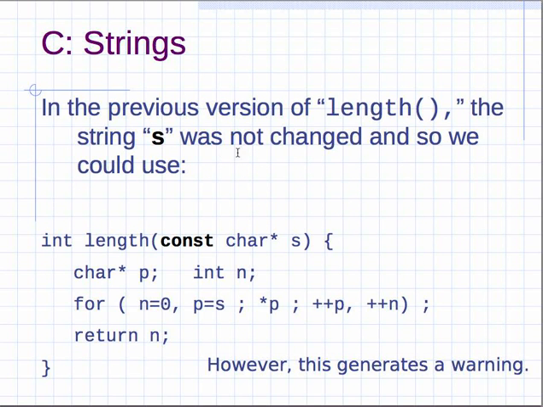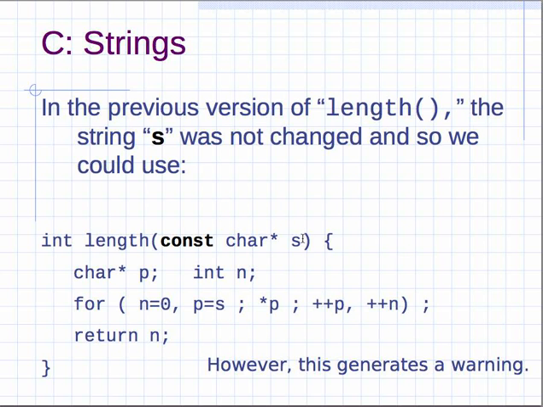So in that version of length, the string s was not changed, and so we could have actually shortened everything. It looks reasonable that we could say s is a const pointer, but this generates a warning, and so it's usually not done, even though it makes sense. We're not actually changing anything that s points to. So it makes sense to do this, but it does generate a warning because it can't tell, right?